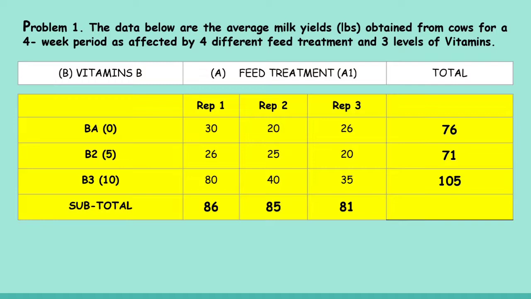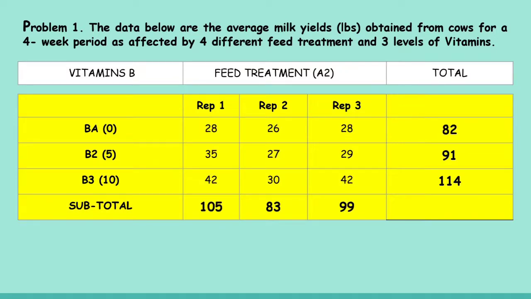Okay, so let's go to solving for the subtotal. For example, in the feed treatment A1, simply add all the numbers inside the replication. For example, the replication 2. Inside the replication 2 is 20 plus 25 plus 40. If you add them all, that is 85. So just add all the numbers in the replication. The same also applies to the different feed treatments.